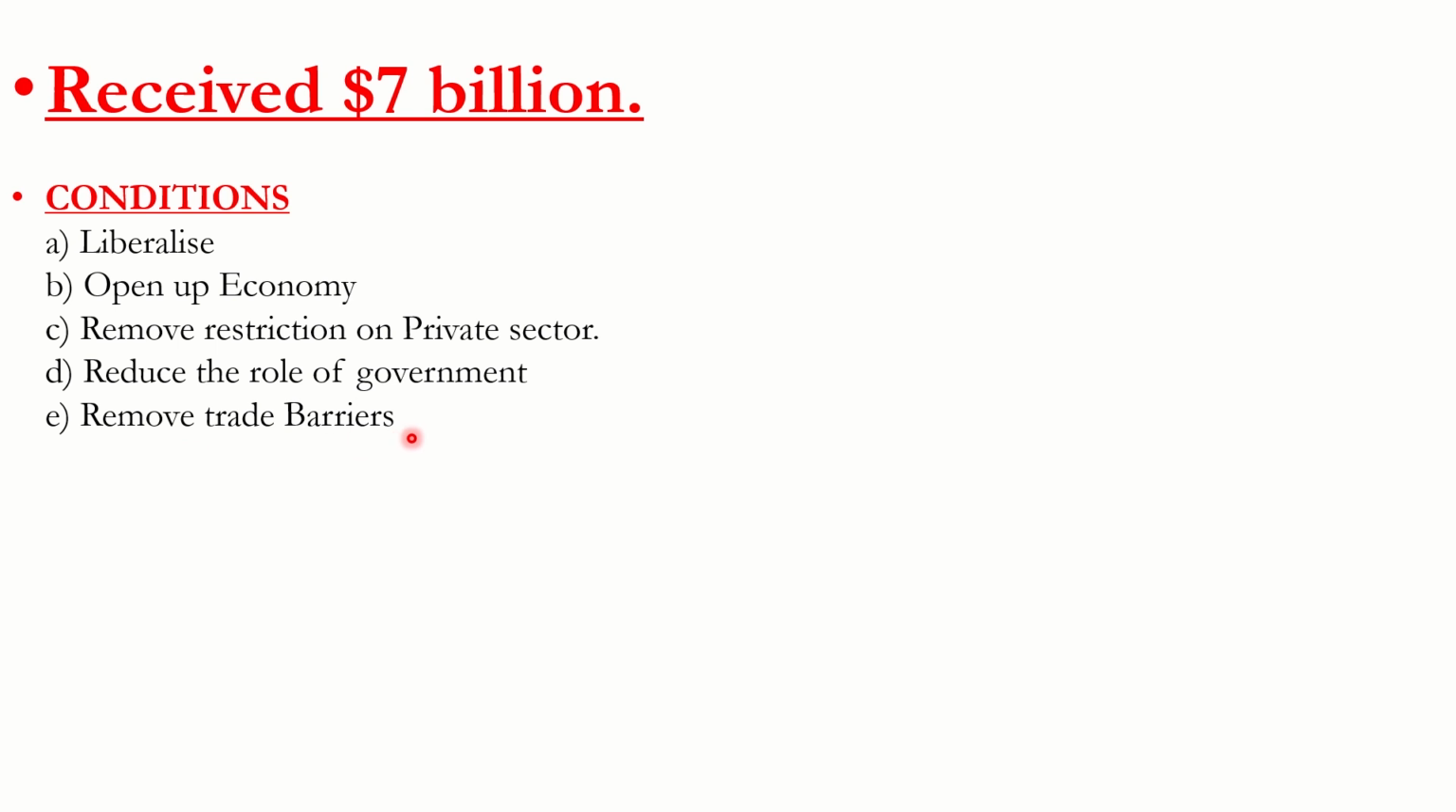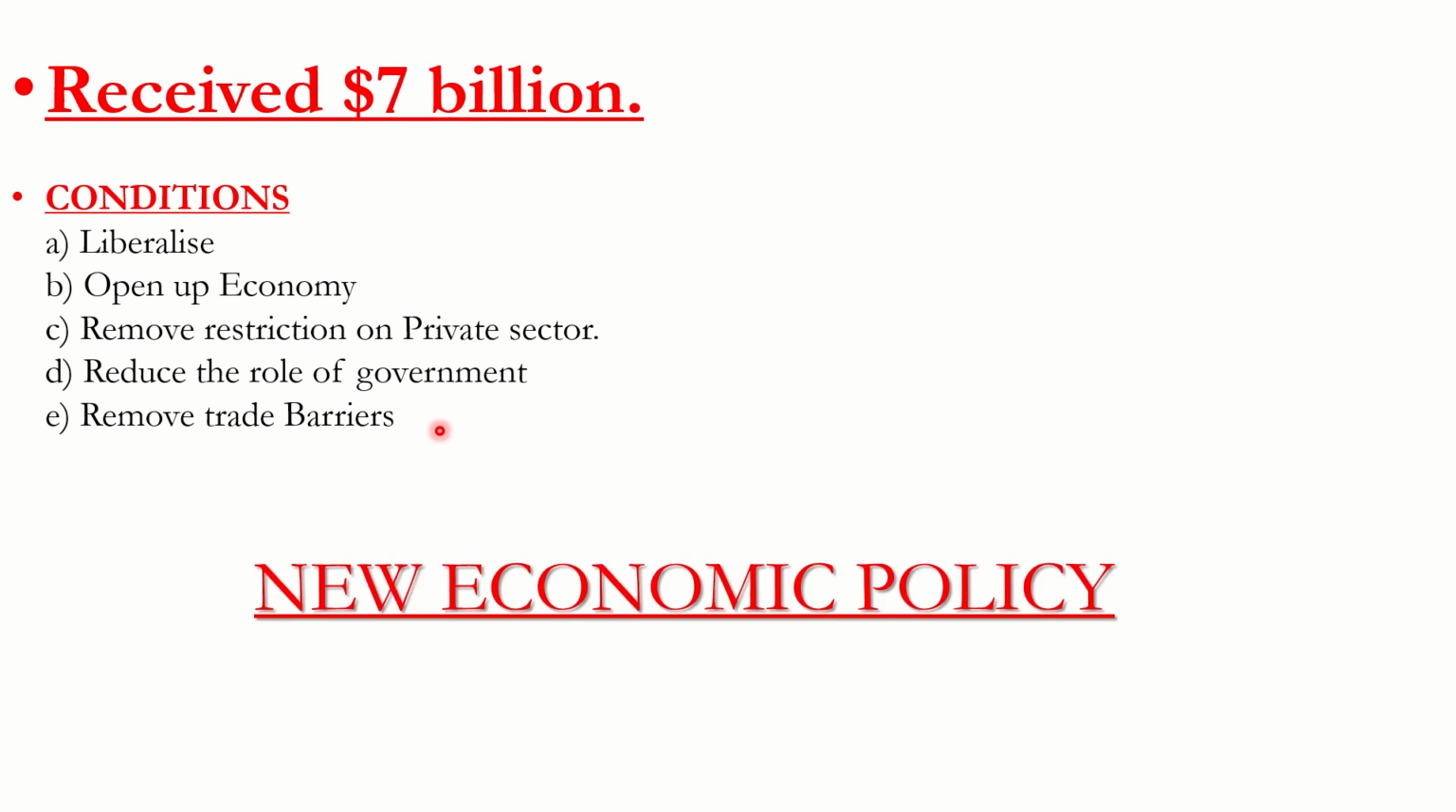The last one is removing trade barriers. We had put up trade barriers. For example, there were a few things which were not allowed to be imported into our country. Therefore, the IMF wanted these barriers to be removed. So after accepting the loan as well as the conditions, we introduced the new economic policies in India. It is also known as NEP 1991.